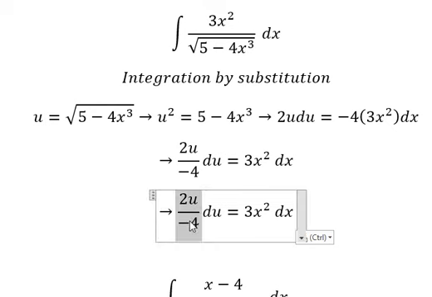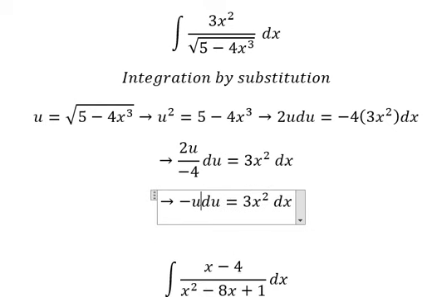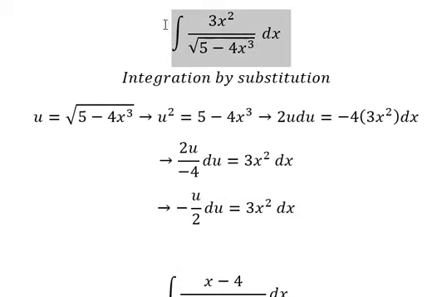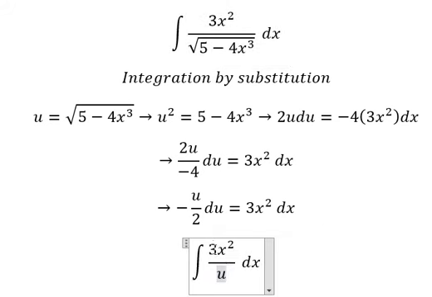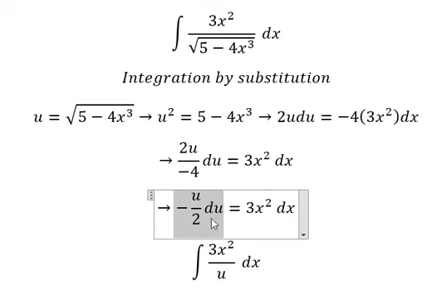So this one we have negative u over 2. The square root, we change to u. And 3x squared dx, we change to negative u over 2 du.